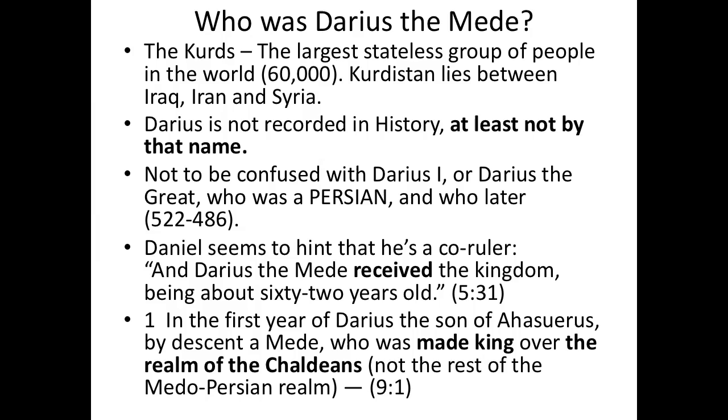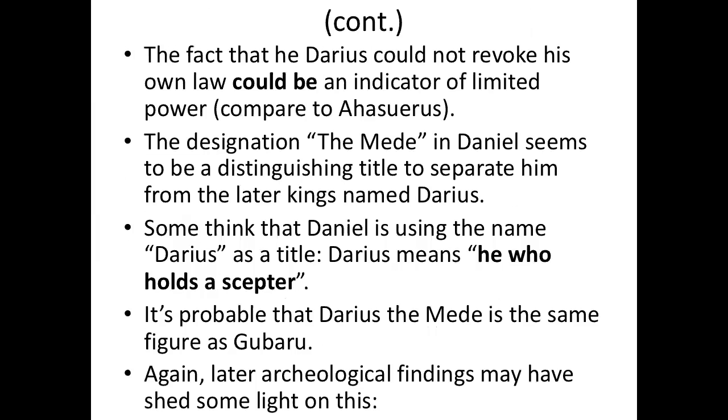He wasn't elected. Somebody put him in that place, right? So the fact that Darius could not revoke his own law, as we'll read in this chapter, could be an indicator of his limited power. I actually don't agree with that, but I thought I'd throw it out there because some commentators have pointed that out.